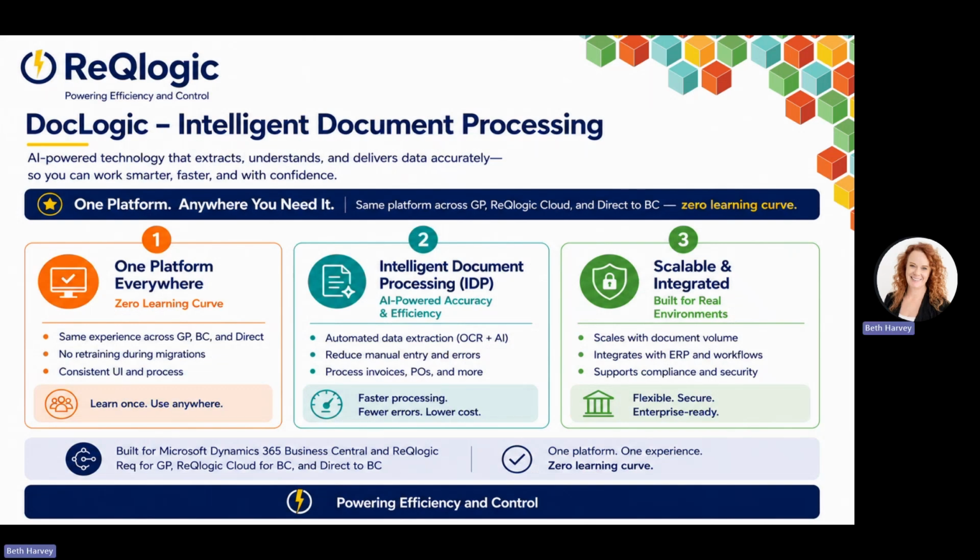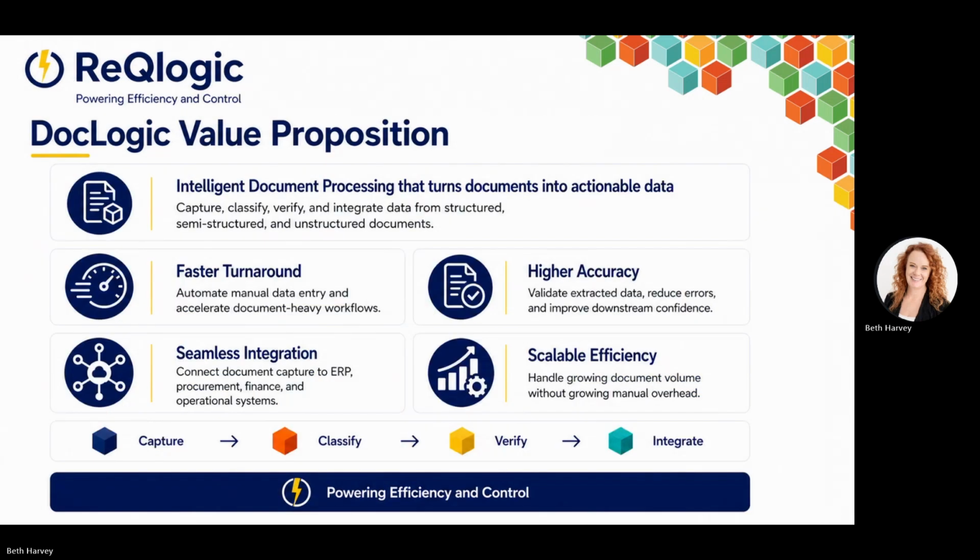Another one of our logic blocks is called Doc Logic, and it's an intelligent document processing. It's AI powered, which allows you to extract information off of an invoice and bring that into either ReQlogic or you can bring it directly into BC. So it's very easy, with higher accuracy, of course, for your users, really cutting down some of that manual time of entering that information. And as I mentioned, it can flow into ReQlogic or it can flow directly into BC.